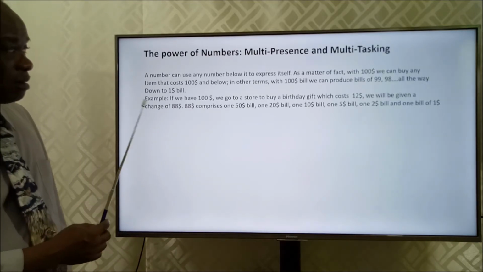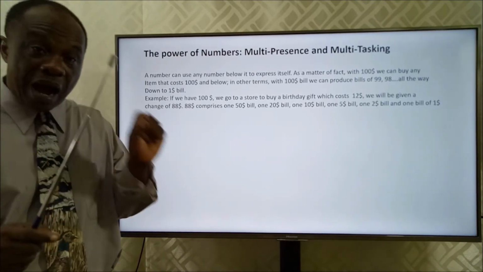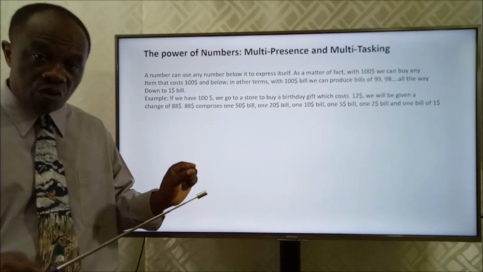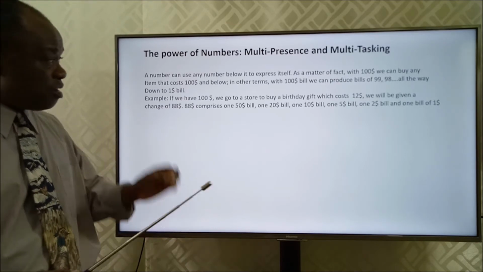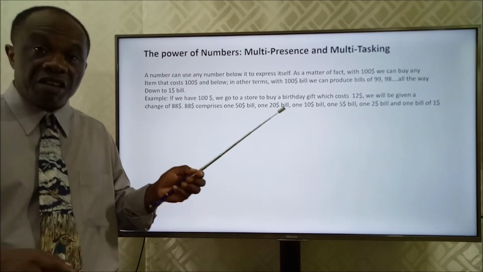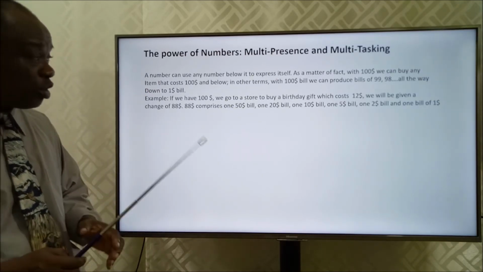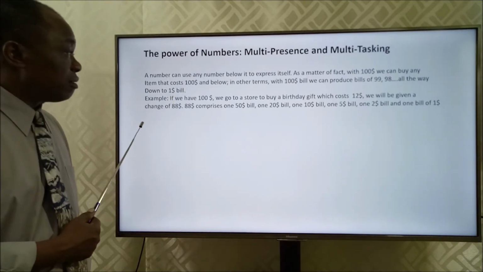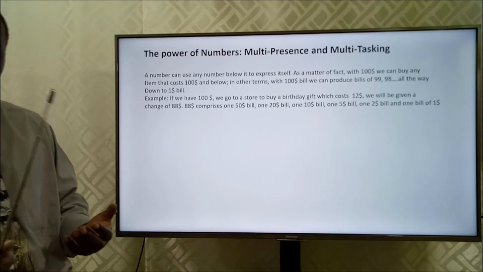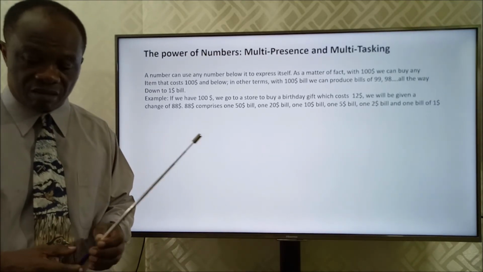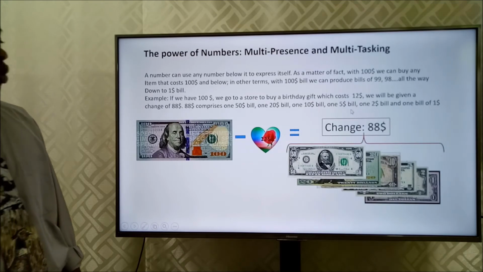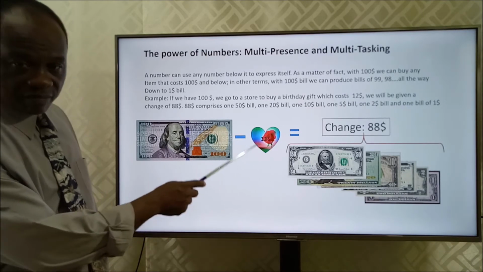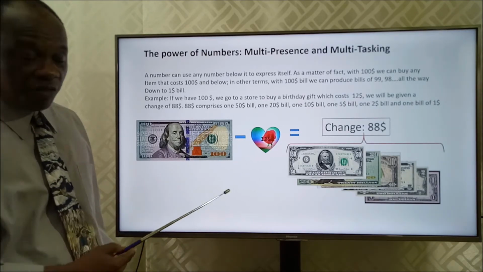That's why 20 has the power to use any of these numbers below it. We call them values at the same time. Any value below it can be used by 20 in order to fulfill a task. For 100, we do the same. As a matter of fact, if you have $100, you go to a store, then you buy a gift for someone for $12.